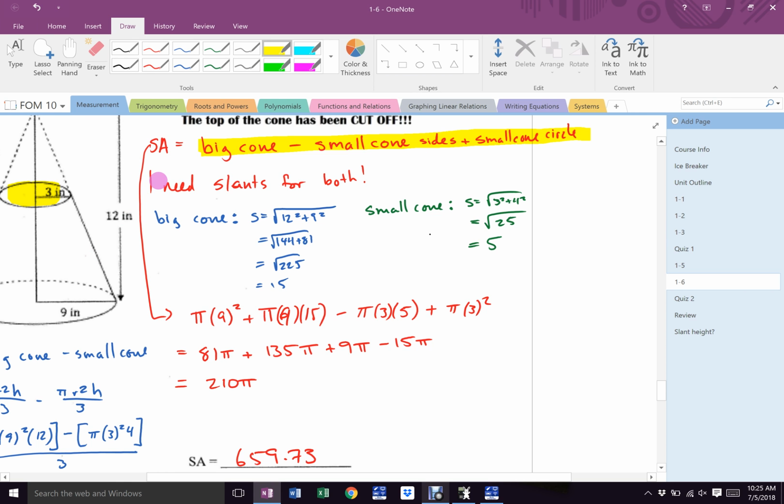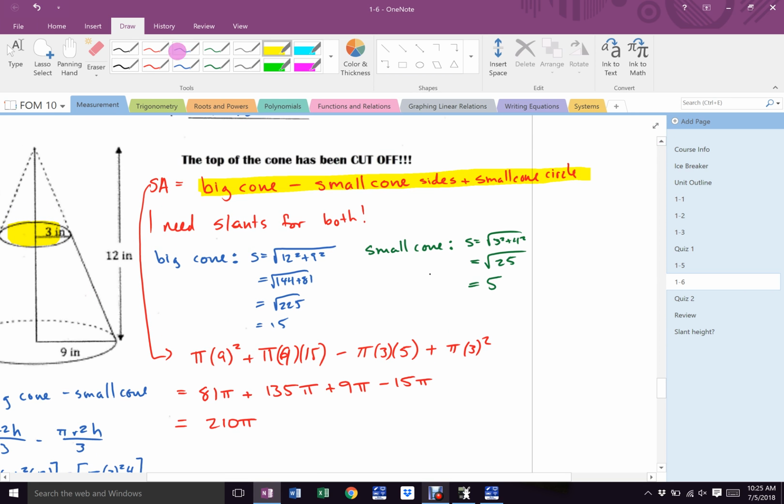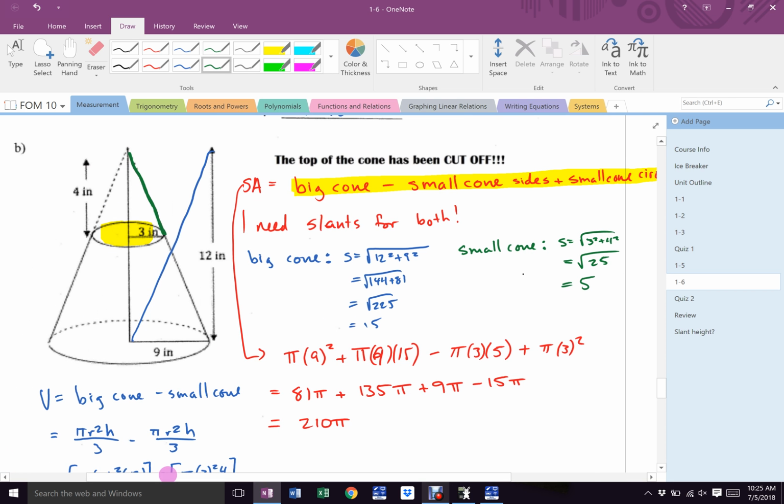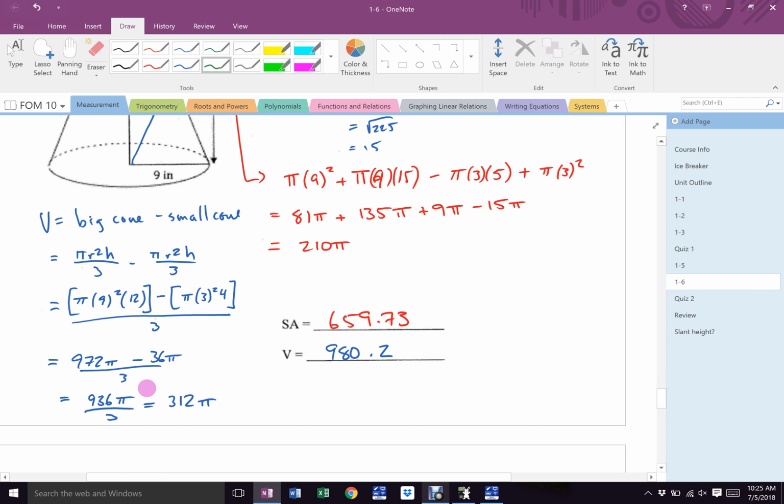But you needed two slant heights. You needed the big cone slant height with 9 and 12, and the little cone slant height with 3 and 4. And then volume is, of course, easy. It's just minus. Volume of the big cone minus the volume of the small cone, which I have right here.